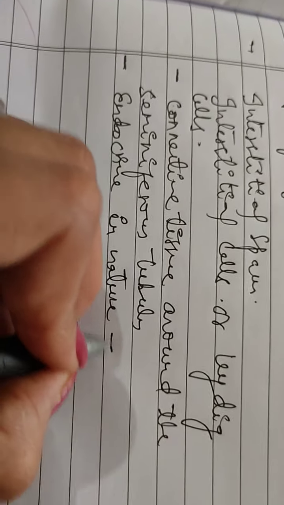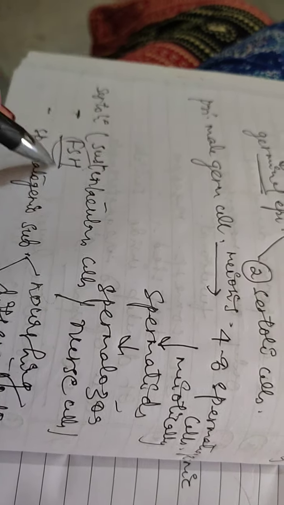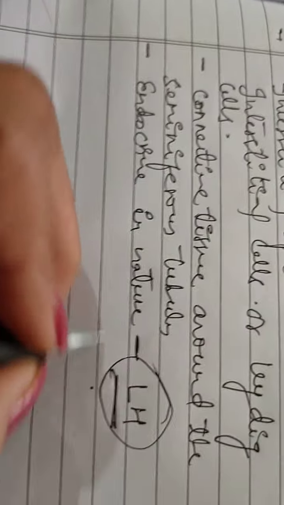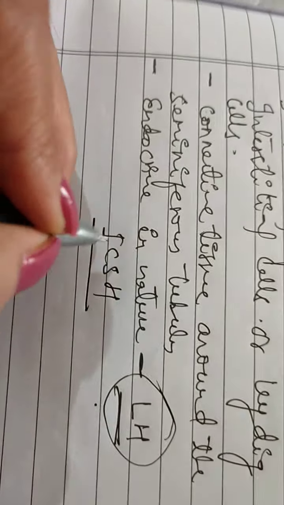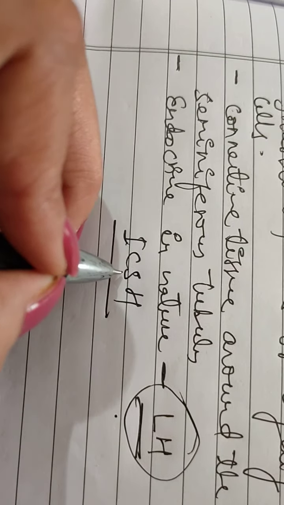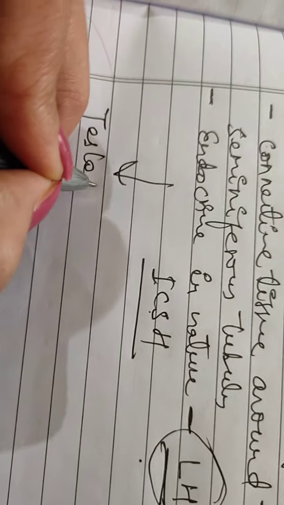Under the influence of LH, that is luteinizing hormone, a point to remember here is it is LH, and in the case of Sertoli cells there is FSH. Luteinizing hormone is also known as ICSH, interstitial cells stimulating hormone. So Leydig cells produce an androgen known as testosterone.